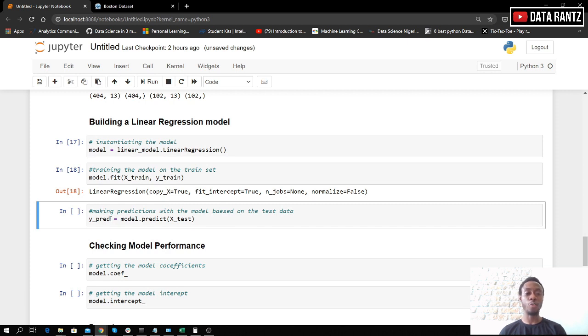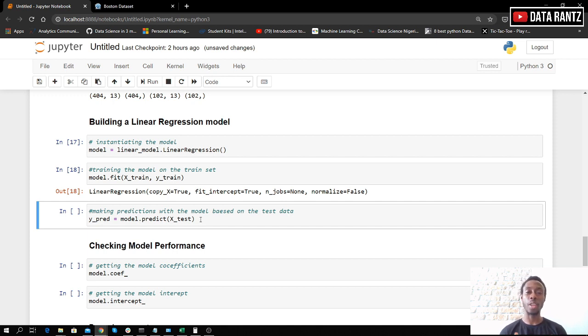Now we've trained our model, the next thing we want to do is predict. We want to check what score our model is giving us. By the way, what we are predicting in this data set is the price. The target is actually the price of a house based on these other features.